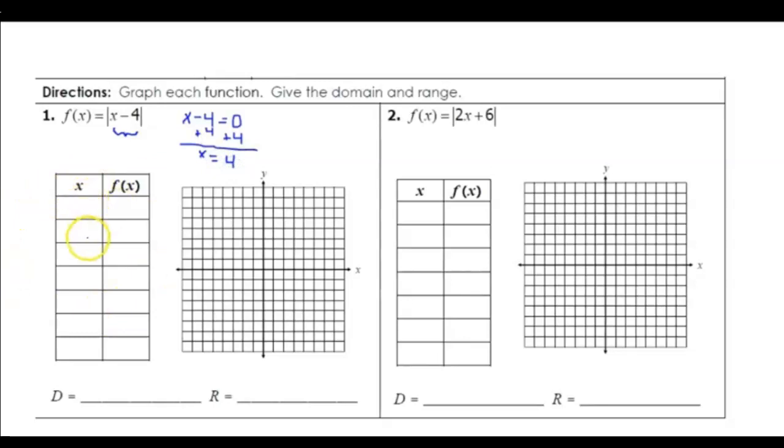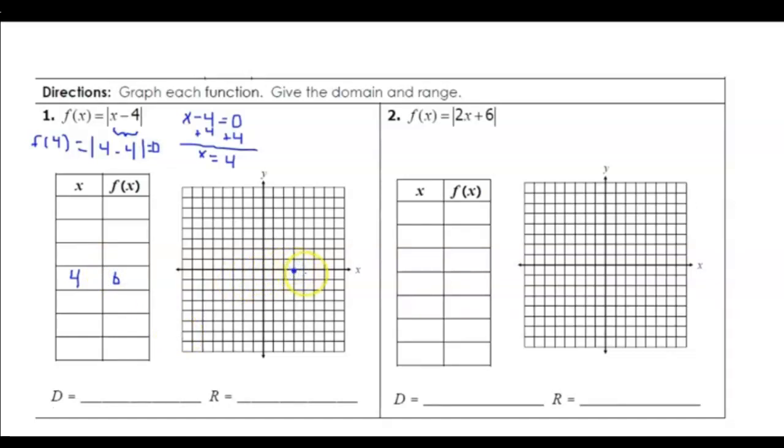Okay, so I know my vertex is when x equals 4. So I'm going to put that in the middle of my table. Now figure out what the output is, or what f of x is, or the y is for 4. So I'm going to plug that back in my equation. I'll find f of 4. Well, f of 4 obviously is 4 minus 4, and that is just 0. Okay, so I know my vertex is at (4, 0).